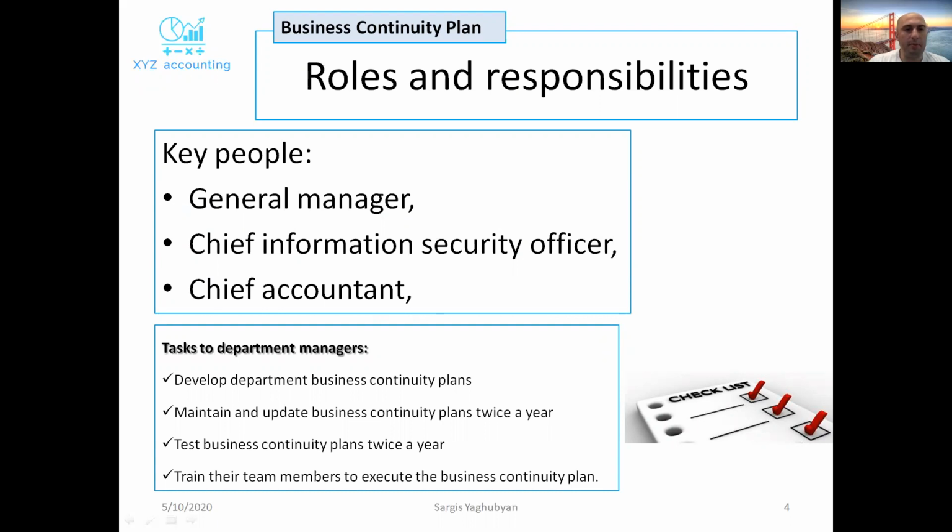Tasks for department managers are also defined, which include development of department business continuity plans, maintaining and updating business continuity plans twice a year, testing continuity plans twice a year, and training their team members to execute the business continuity plan. Also, department managers will be responsible for updating necessary inventory lists and requesting IT resources for their respective departments.